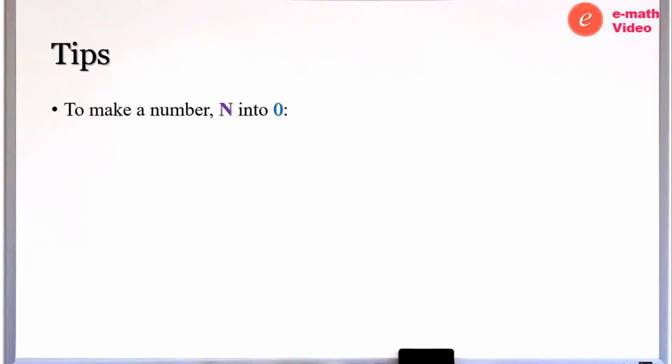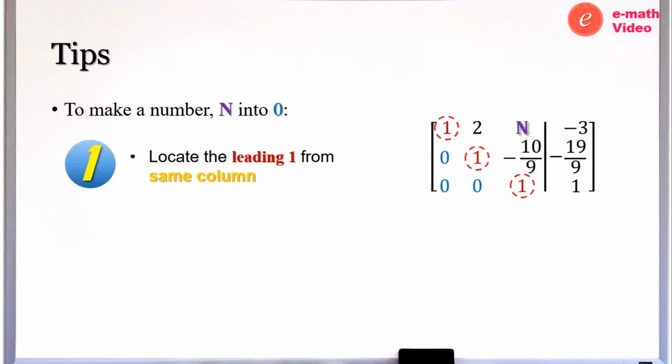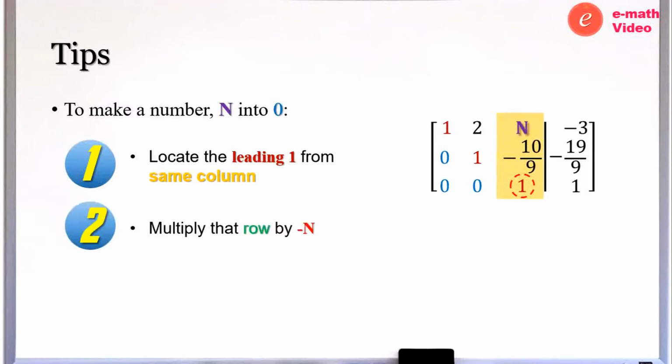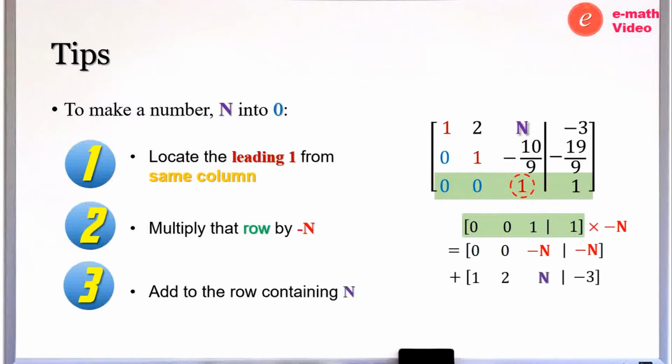To make a number, maybe n, into 0, let's say n is here. Step 1. Locate the leading one from the same column. Step 2. Multiply that row by negative of n. The reason is, well, 1 times any number will equal the number itself. This will make our life easier. Step 3. Add it to the original row containing n. You see, with this technique, we can guarantee to get the 0 that we want.